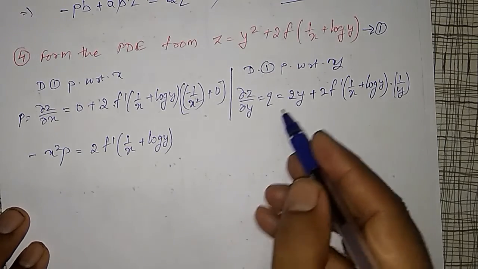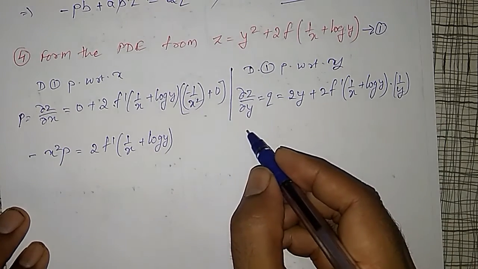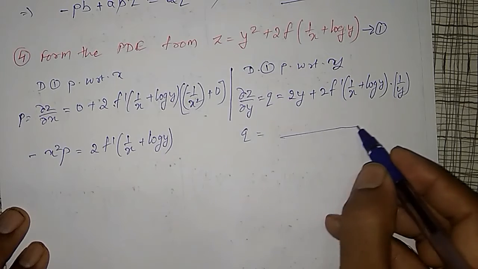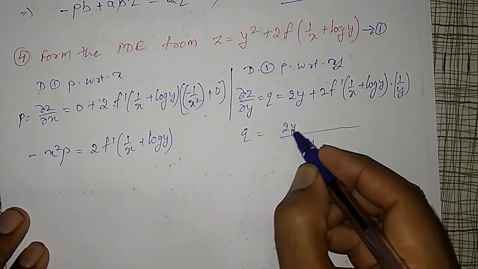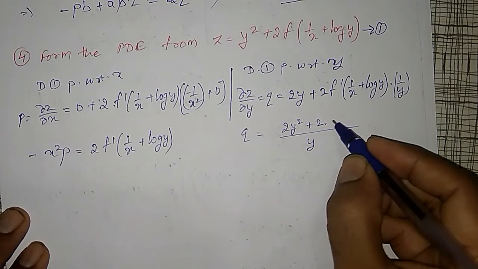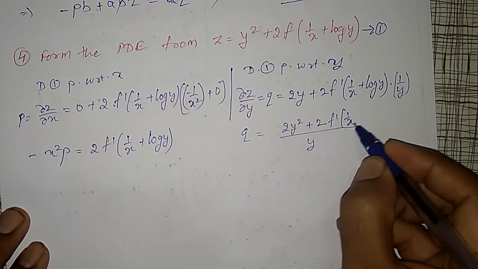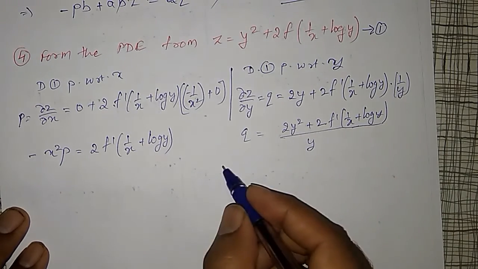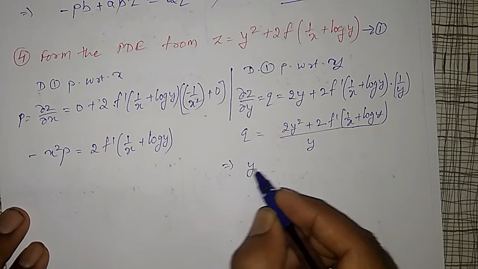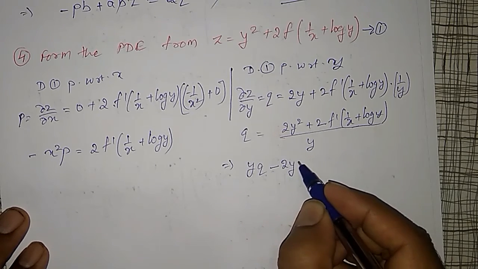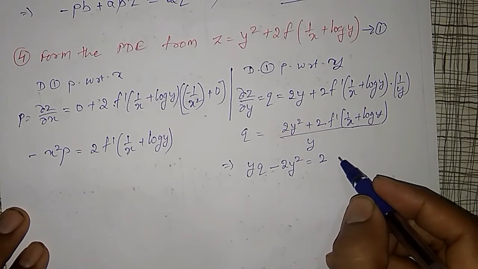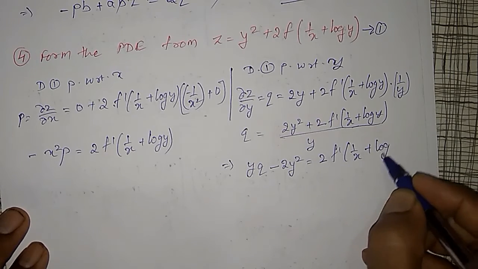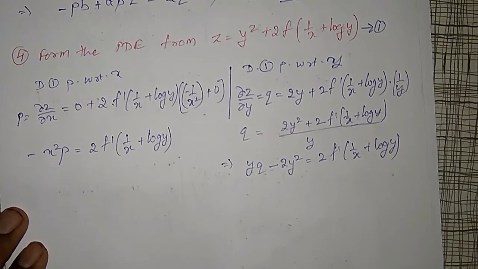Therefore I can write it as q equal to, taking the LCM as y, 2y square plus 2 into f dash of 1 by x plus log y, all over y. Then shifting this y and this 2y square to the other side, y into q minus 2y square is equal to 2 times f dash of 1 by x plus log y. From these two equations I have to eliminate f dash.